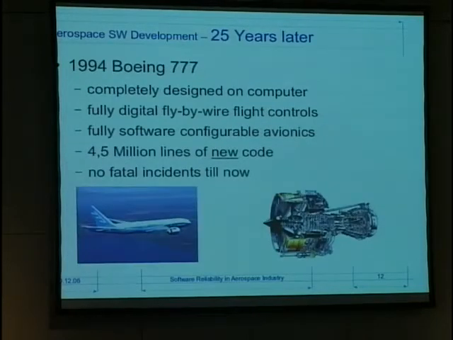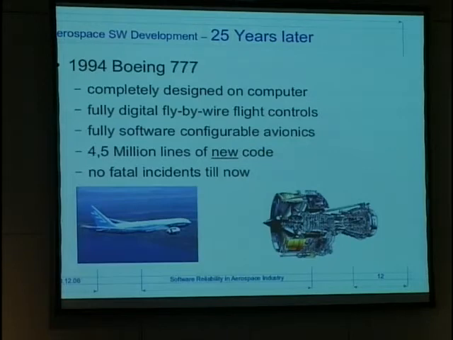25 years later, a company called Boeing, maybe known by you, developed the 777, which was completely designed on computers. No line, no sketch was made by hand. And it's a full digital fly-by-wire flight control. That means every command the pilot gives is translated to an electronic signal. It's going through a computer and then to the actuators. And it's configurable. That means if you download new software, it behaves completely differently.